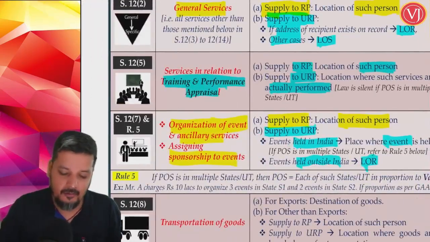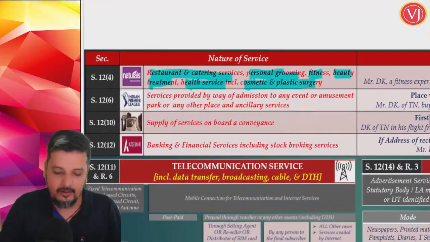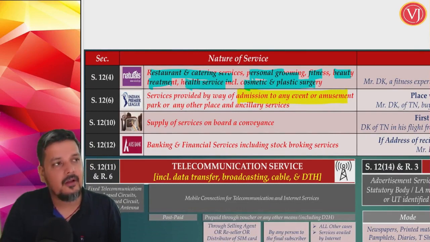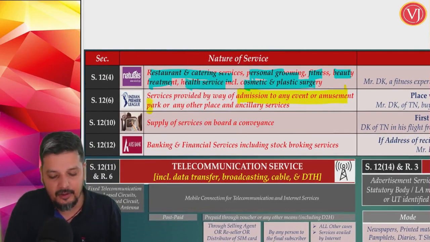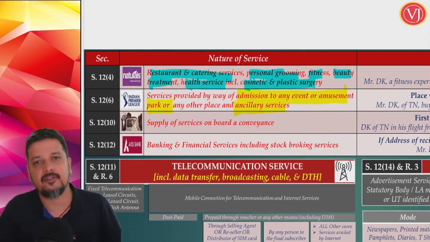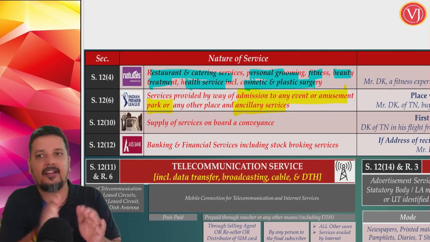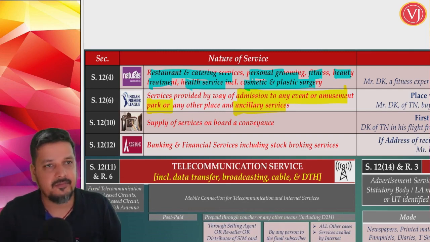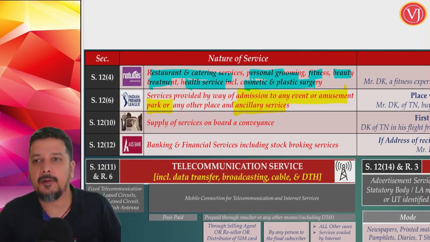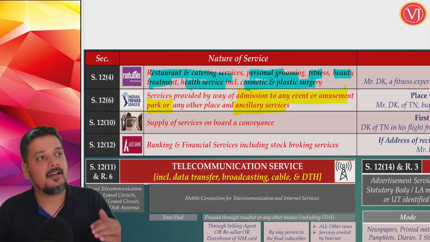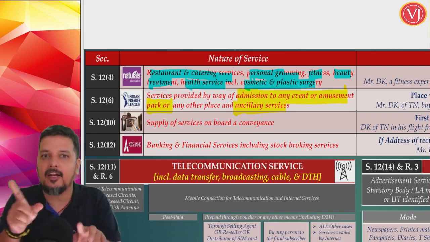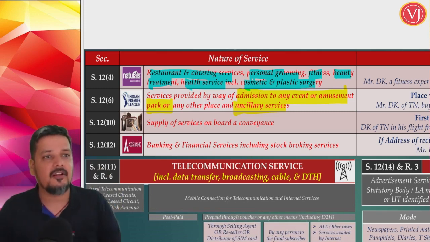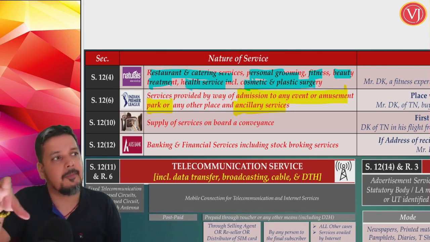But wait, for event, there is one more category of services where you're talking about admission to any event, not only event, admission to amusement park or any other place, and ancillary services. Here they talk about event as well as fixed place, that is any amusement park or any other place, zoo. See the difference between event and amusement park. Event place will keep changing, but that amusement park or any other place will remain fixed.